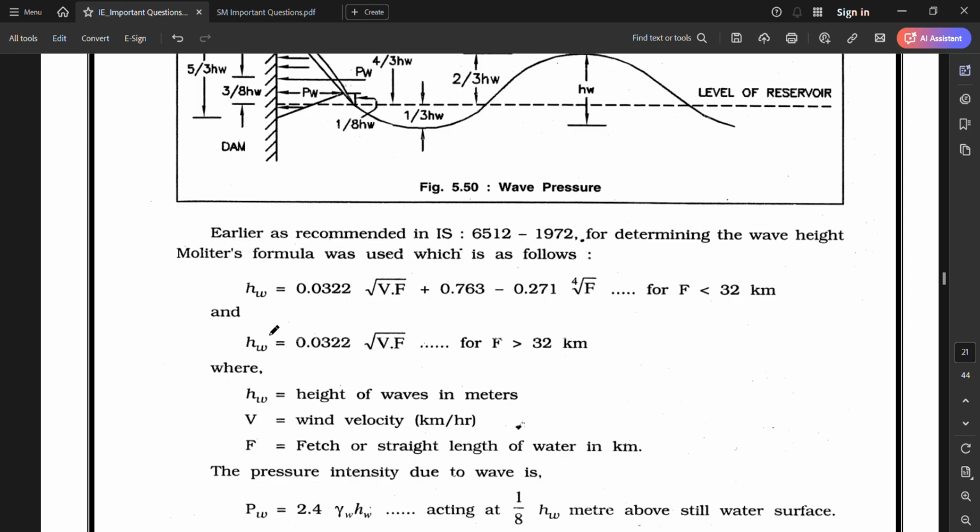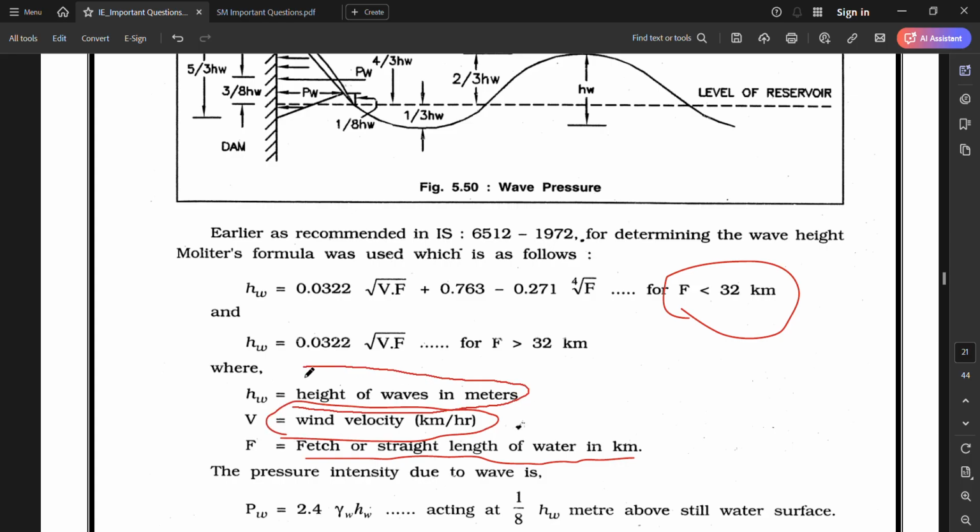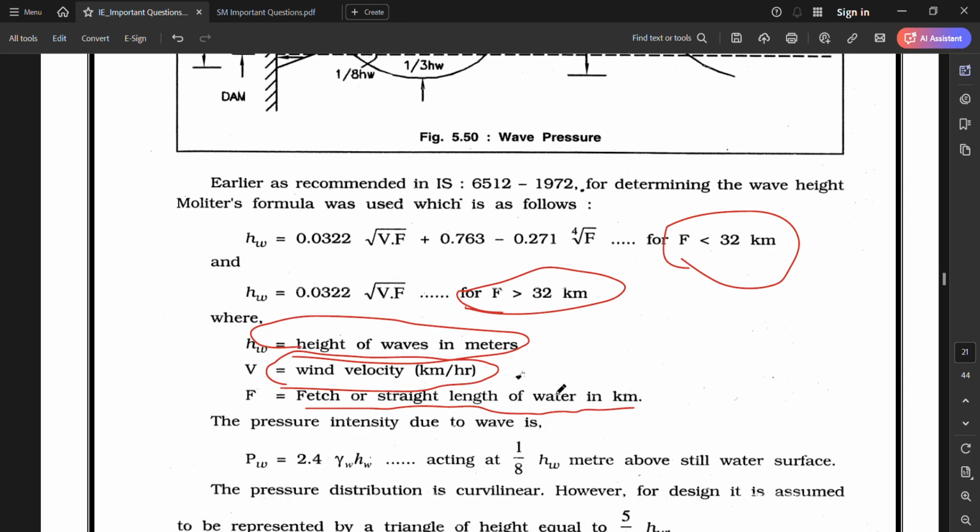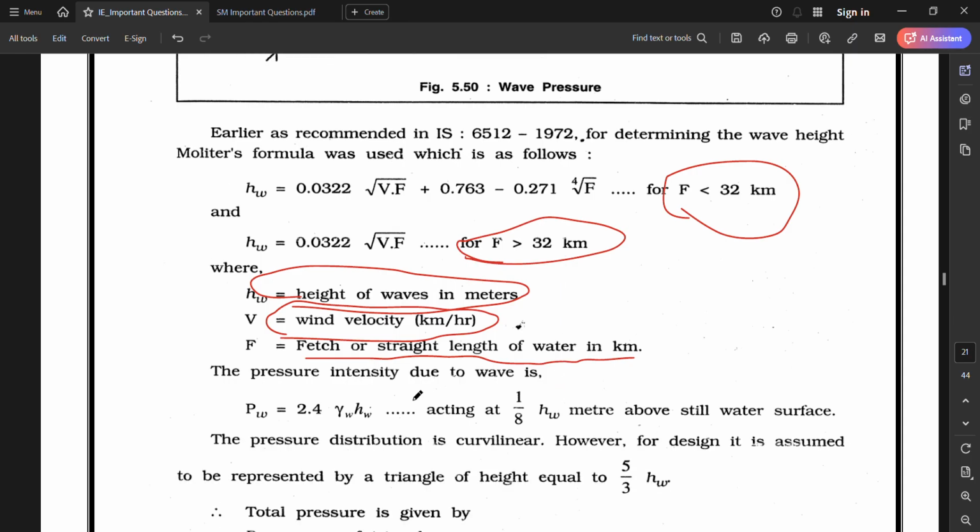The formula is that Hw is equal to 0.032 under root VF plus 0.763 minus 0.271 under root F, where F is less than 32 kilometer. F is the fetch or straight length of the water in kilometer. V is the wind velocity, and Hw is the height of the wave in meters. Hw is equal to 0.032 under root VF, where F is greater than 32, means the straight length of the water is more than 32 kilometer. Then this formula will be used.